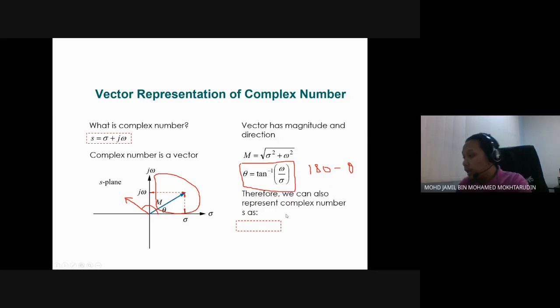Okay, and then therefore when we have the magnitude and the angle, then we can represent the complex number S as follows. So we have m, the magnitude, and the angle theta. This triangle here means angle. So m angle theta. So we can represent S from sigma plus j omega into m angle theta.